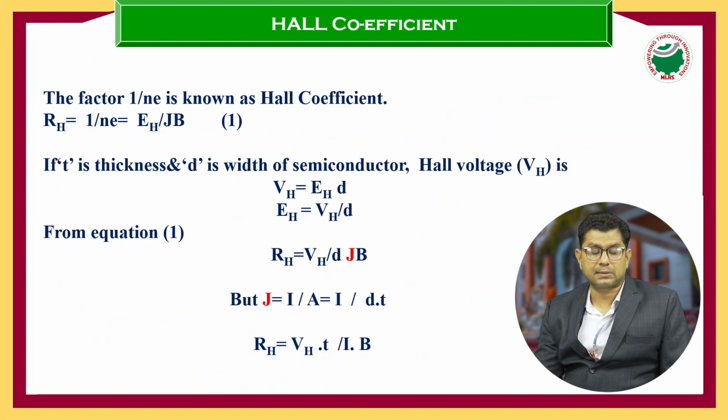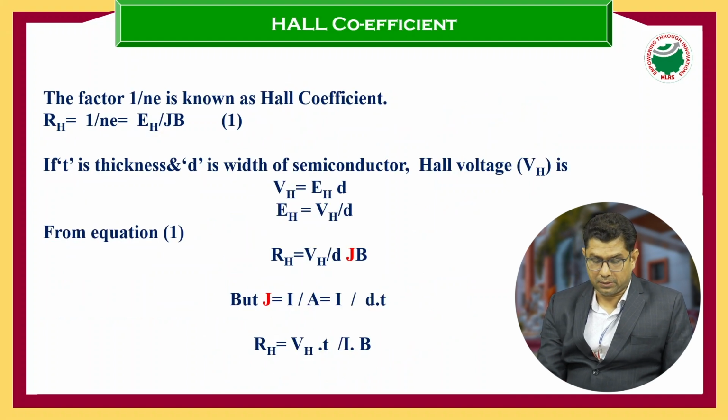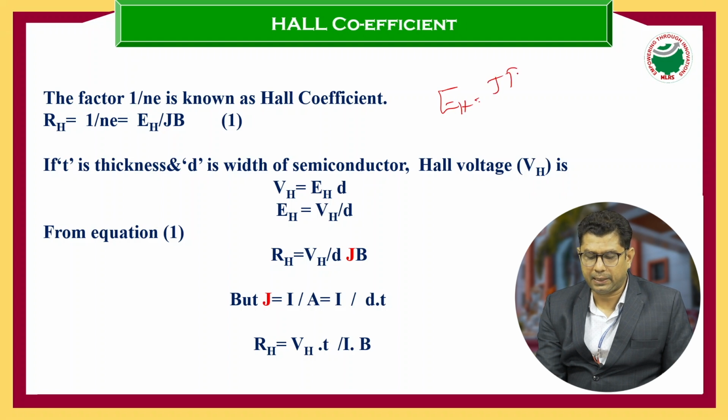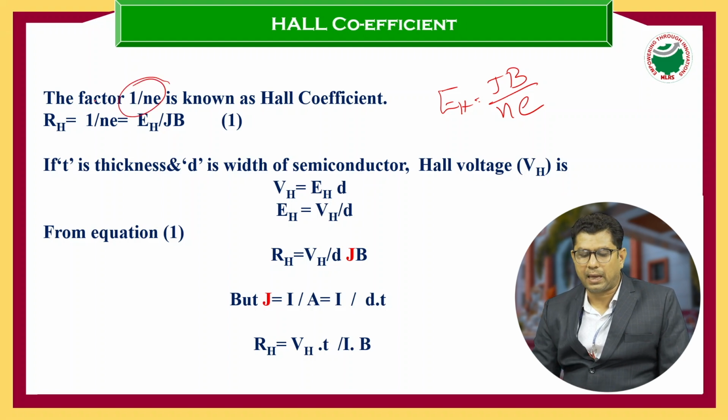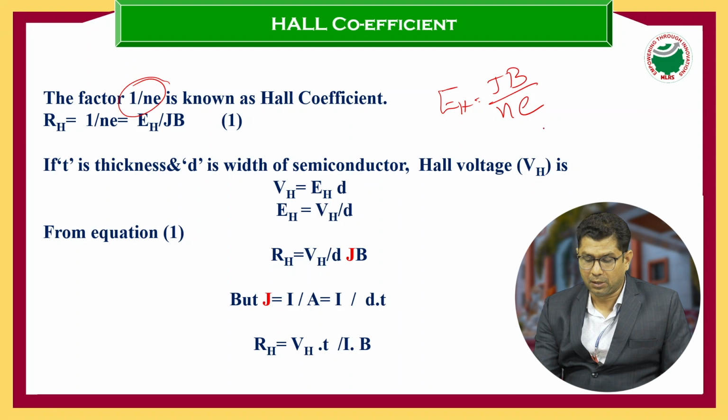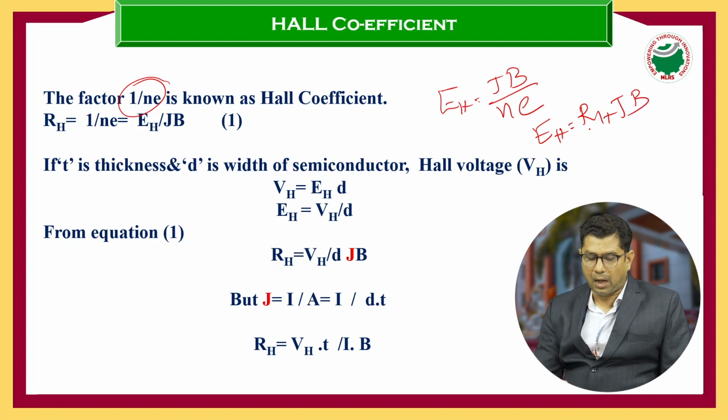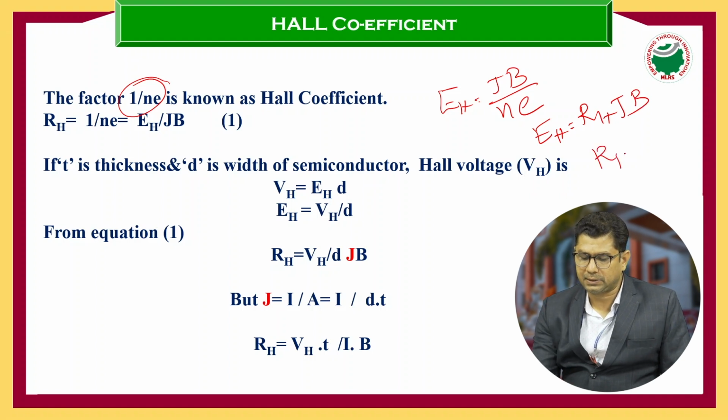Next, we will discuss the Hall coefficient. EH equals JB by n e. The factor 1 by n e is known as the Hall coefficient. So EH equals RH into JB, we can write. Hall coefficient RH equals EH by JB.